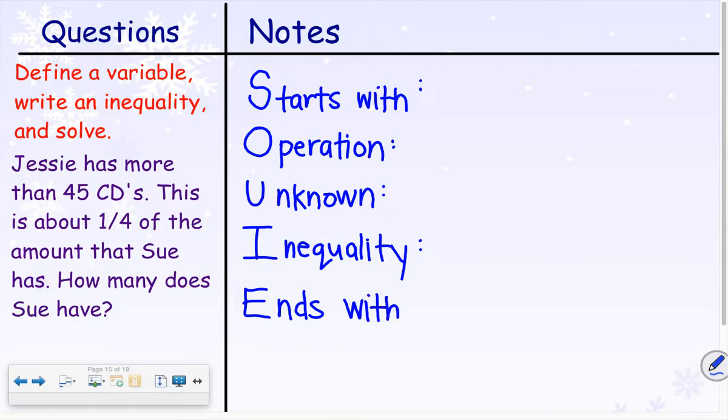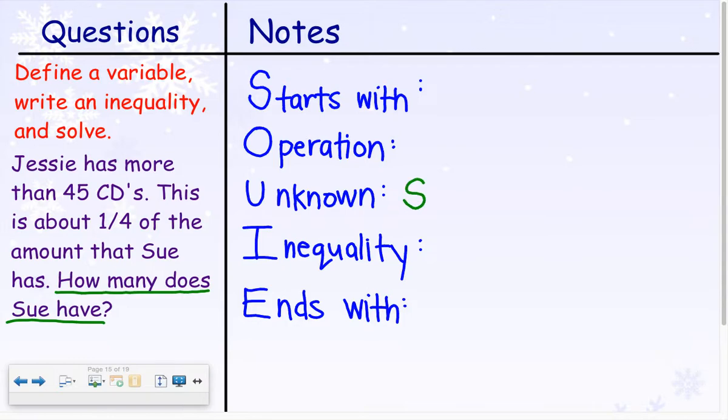Alright, I always like to start with my unknown. So we are trying to figure out how many CDs does Sue have. So I'm going to have my unknown be S for Sue. So we're finding it out for Sue.